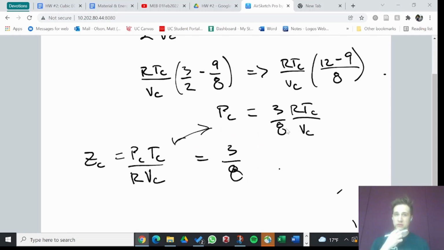And that was from using van der Waals equation of state, setting the first and second derivatives to 0, solving for the parameters a and b, and then working that back in to find our compressibility factor.